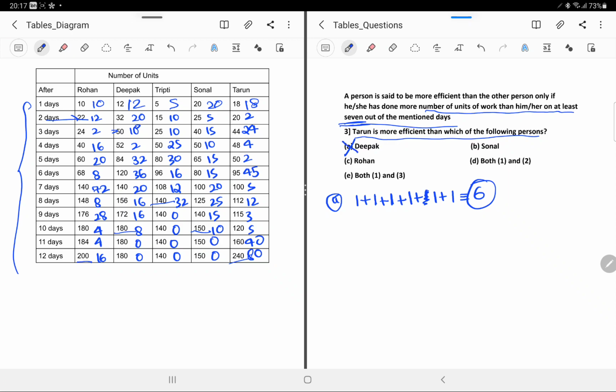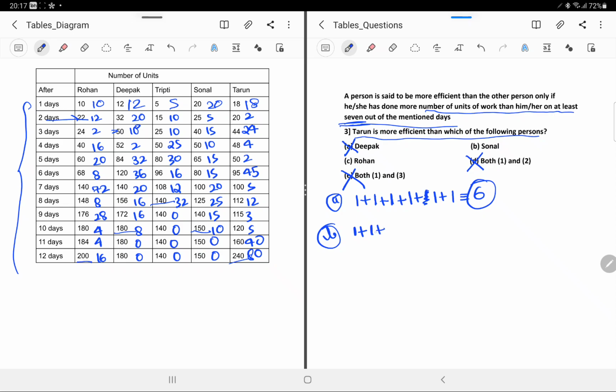And along with that, if Deepak is rejected, option D as well as option E will be rejected as well. Now let's do this with Sonal and Tarun. On day 1 Sonal won. On day 2 Sonal won. On day 3 Tarun won. Then on day 4 Sonal won. On day 5 Sonal won. On day 6 Tarun won.